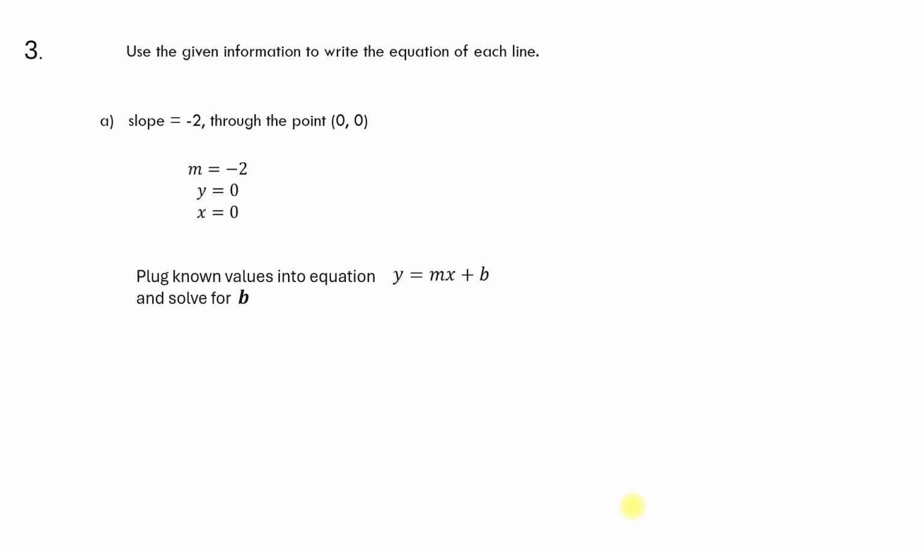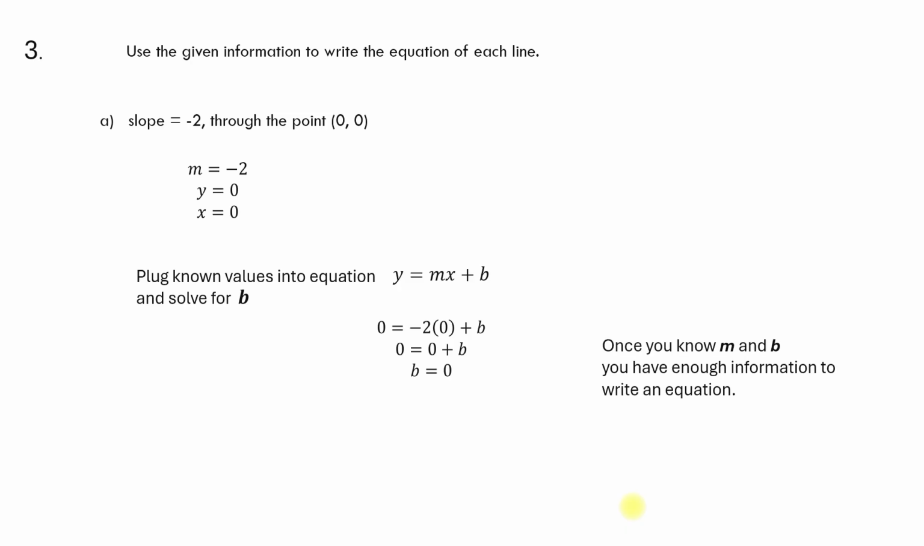So we take all those values that we know: y is 0, m is negative 2, x is 0, plus b, which we're trying to solve for. With this information, we can find out that b has a value of 0 once we solve for b. And now that we know that b is 0 and the slope is negative 2, we have enough information to write our equation.